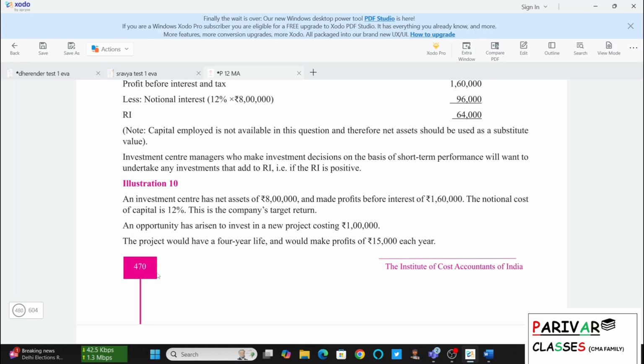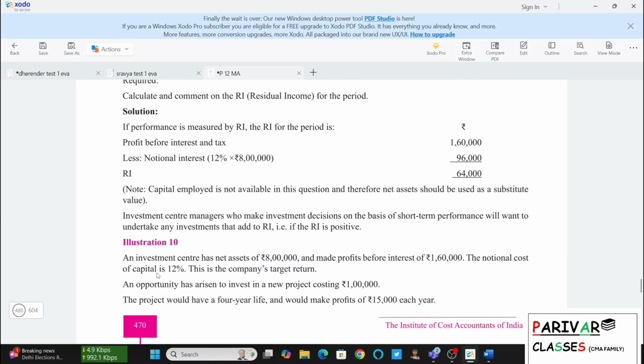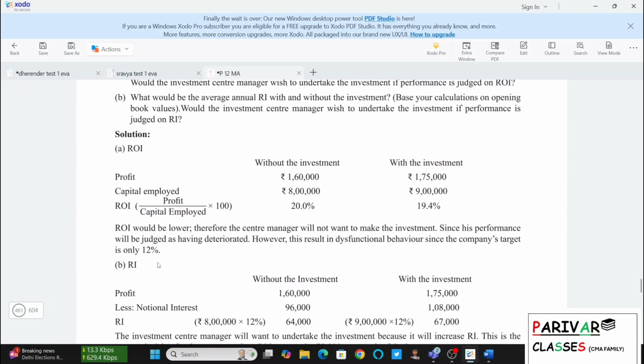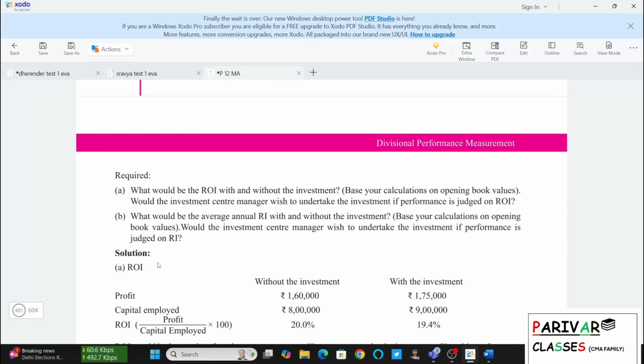Shall we move to illustration 10? Illustration 9 is very simple. We have only two illustrations left: illustration 10 and illustration 11.